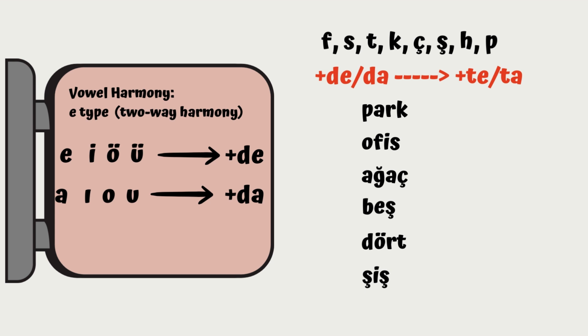So let's take a look at these examples. Park. So the last consonant is K. So we cannot say park da. It's very difficult to say it. So we can say park ta. So office te. Ağaç ta. Beş te. Dört te. Şiş te.